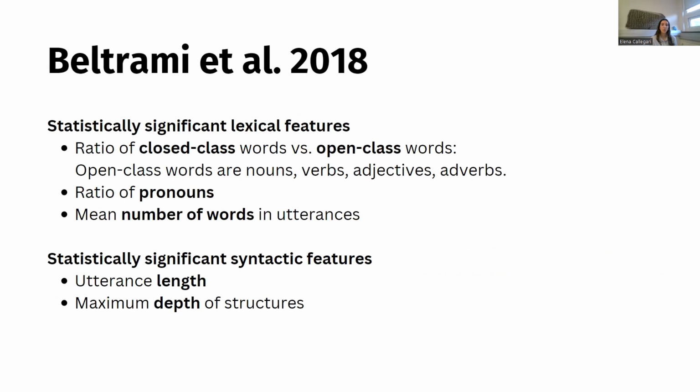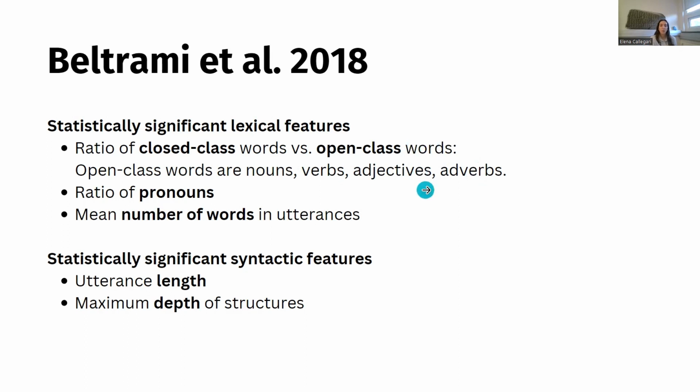When it comes to lexical features, they noticed that the features that were statistically significant were the ratio of closed class words versus open class words. So essentially looking at how many nouns, verbs, adjectives, and adverbs there are in a conversation and comparing those numbers to the numbers of elements such as pronouns, determiners, and the like, and seeing which one is higher. So basically they noticed that if you've got Alzheimer's disease, even in the early stages, you produce more closed class words. So you produce fewer nouns and you produce more closed class words like pronominal elements, which is something that we saw already.